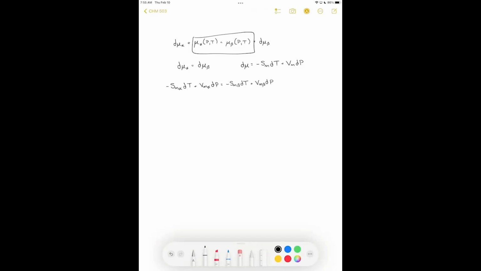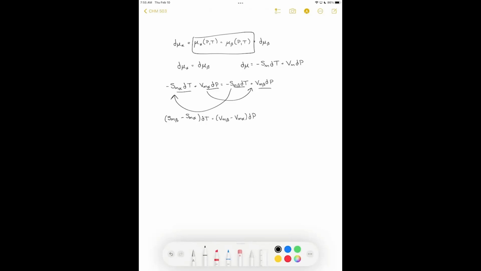What we'll do from here is combine the T and P terms. The way we'll combine the T and P terms is by adding this beta term over here and subtracting this alpha term over here, and we'll also pull out the dT and the dP. So we'll have the molar entropy for the beta phase minus the molar entropy for the alpha phase, times dT, is equal to the molar volume for the beta phase minus the molar volume for the alpha phase, times dP.